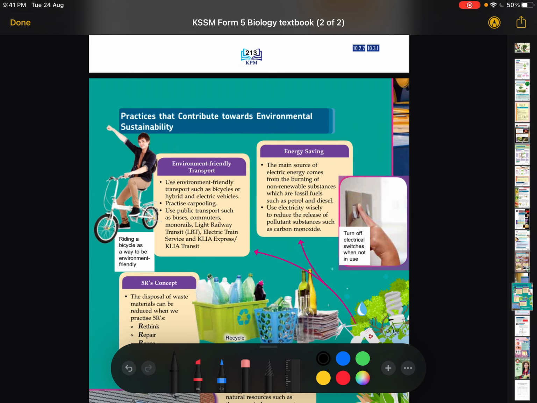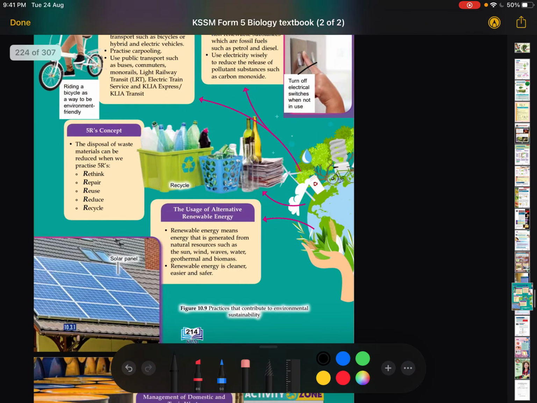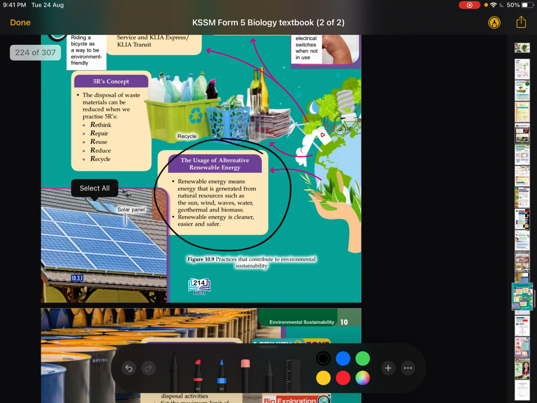Next is practices in environmental sustainability. So what should you do to save the world? Number one, save energy. So how do you save energy? You do not want to use fossil fuels anymore. You want to use electric energy. You want to use green energy. So how do you do that? Number one, don't use too much electricity. And number two, try and switch more towards solar panels, which is here.